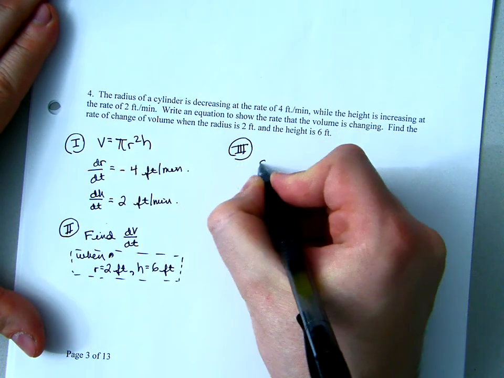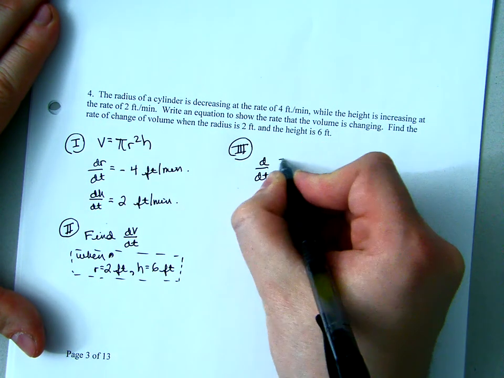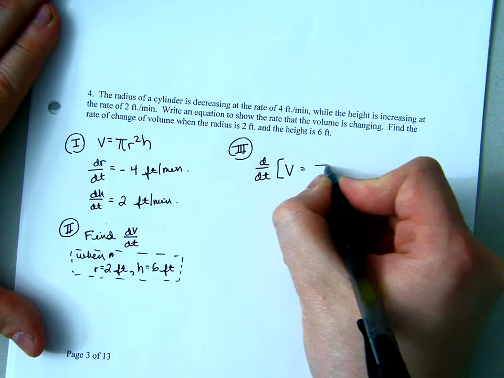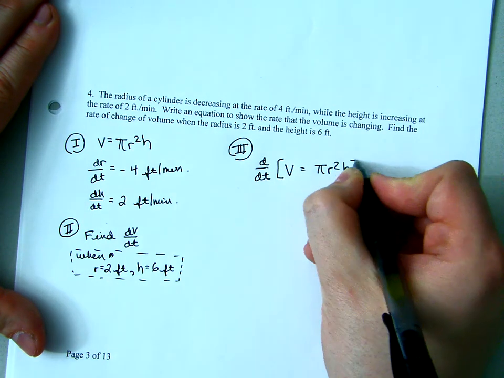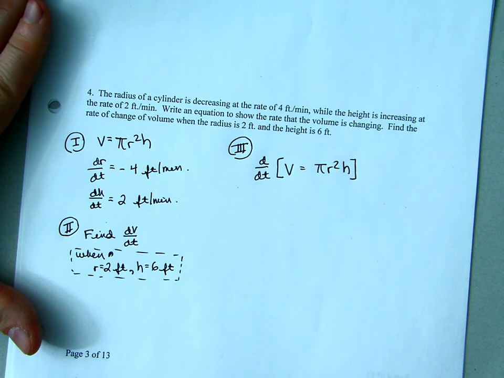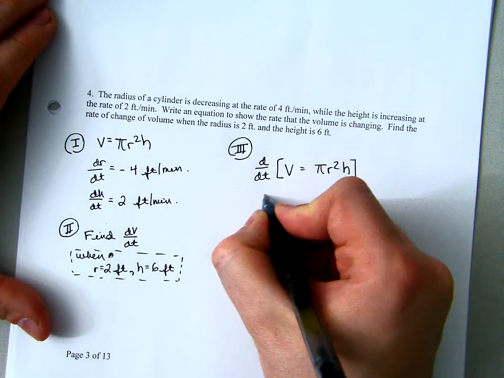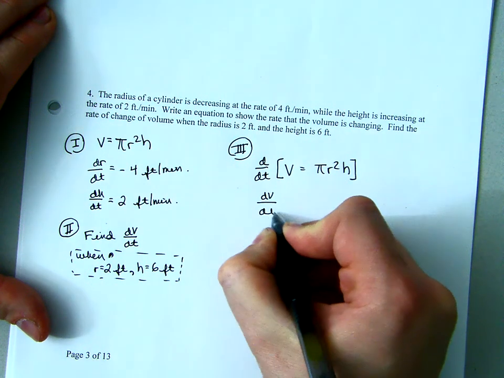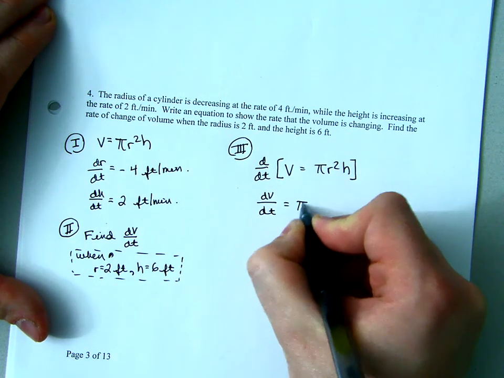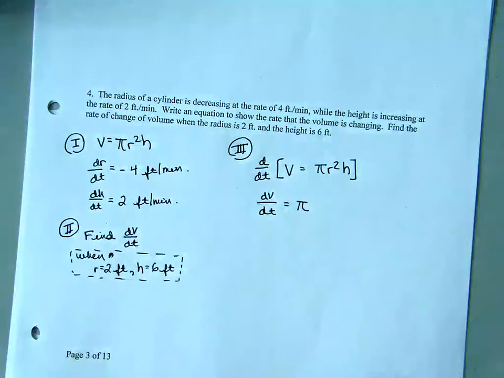Part 3, I want to do my derivative. So I'm going to do the derivative of v and the derivative of that pi r squared h. The derivative of v is very easy. What's the derivative of v? dv dt. The other side's weird. R squared times h, I have 2 variables there. You know what, though? We can still work with 2 variables here.